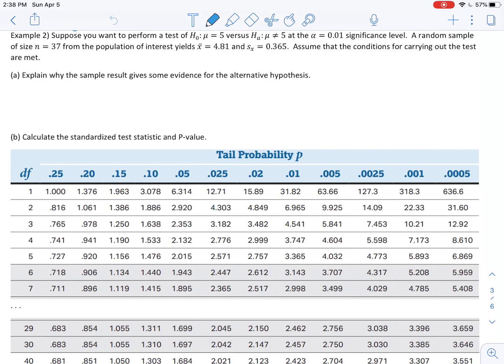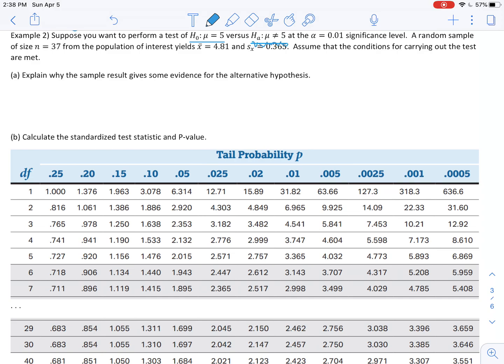Lesson 1, part 2. We were on example 2, and it's just another scenario of how we could do this. We have two different hypotheses this time. The null hypothesis is that the population mean is 5, and we're comparing that to the alternative where it's just something that's not 5. So at alpha being 0.01, at that significance level, we are testing our sample. The sample size was 37. The population of interest had these particular mean and standard deviation, where you get to just assume that the conditions are met. We don't have to test it this time.